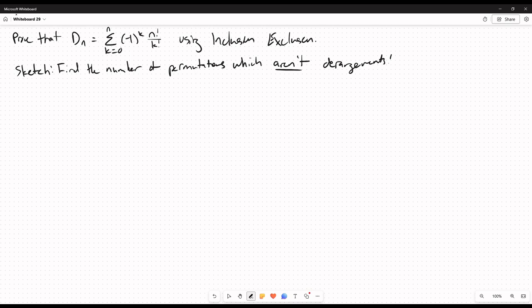I'm not going to do the full proof here. I'm going to sketch it in and let you fill in the details. But let's go ahead and start. How would I find a permutation which isn't a derangement? What permutations aren't derangements? Those that fix, or send to itself, at least one element.